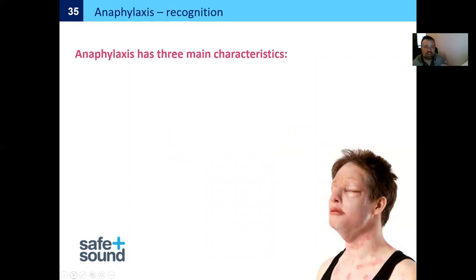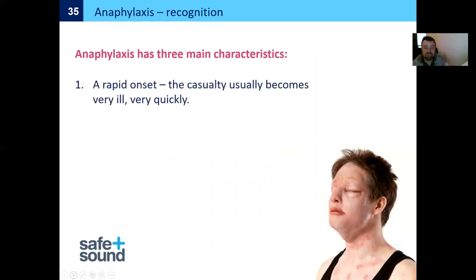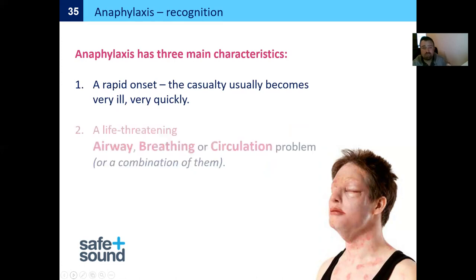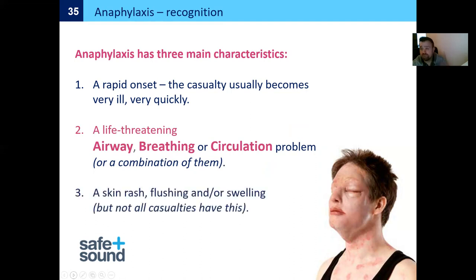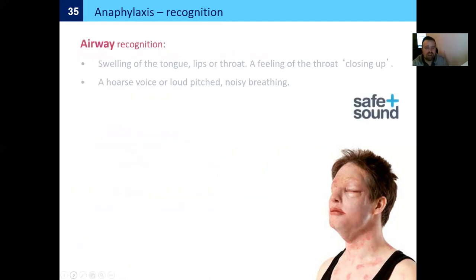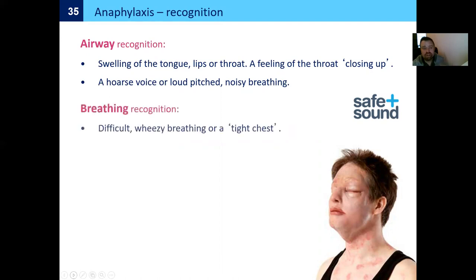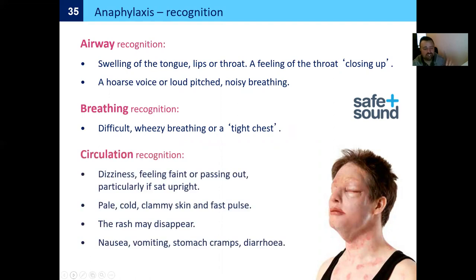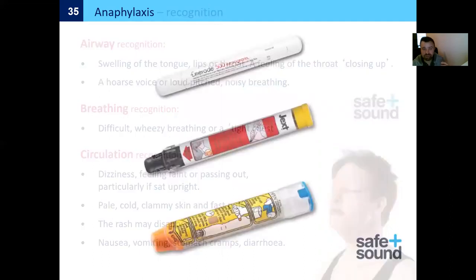Anaphylactic shock has three characteristics: a rapid onset, so the casualty becomes unwell very quickly; life-threatening, so airway, breathing and circulation problems become difficult; and the rash followed by swelling will become apparent. So we need to maintain airways: swelling of the tongue, lips and throat, a feeling of the throat closing up, or hoarseness of voice or breathing. Breathing becomes difficult, wheezing and tight chest. And then circulation: they can feel dizzy, pale, cold, clammy, rash may disappear, nausea, vomiting and diarrhea.